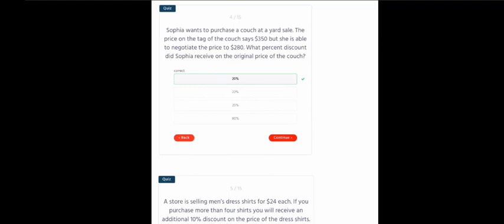It says, Sophia wants to purchase a couch at a yard sale. The price on the tag of the couch says $350, but she's able to negotiate the price to $280. What percent discount did Sophia receive on the original price of the couch? So it's asking us, remember, we look at the question. What is the question asking us for? It's asking us for the percent discount, okay?